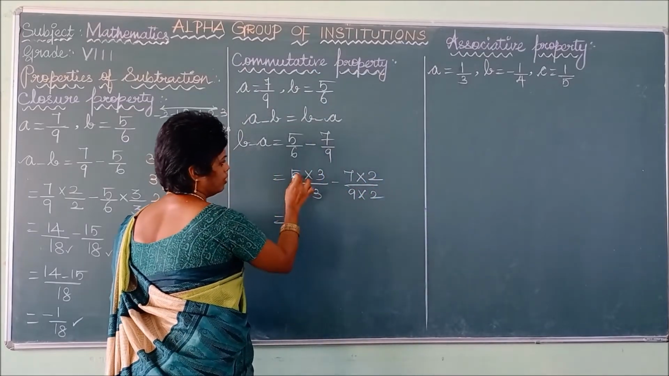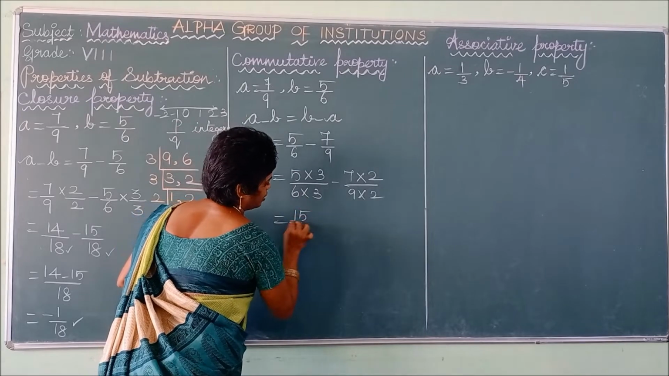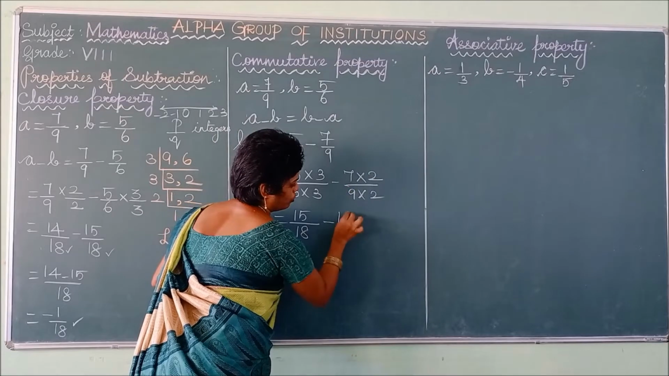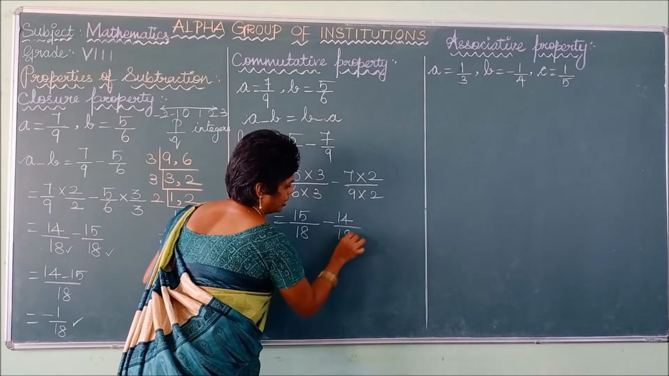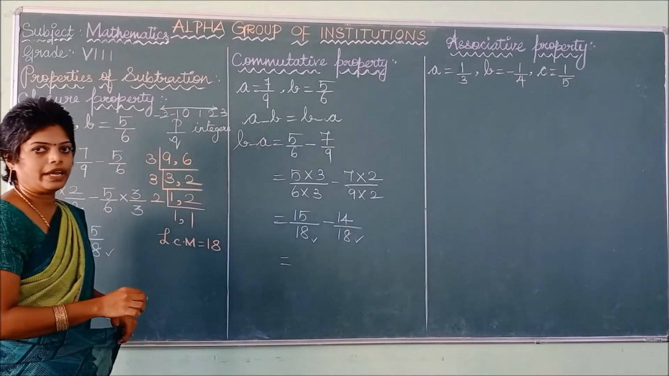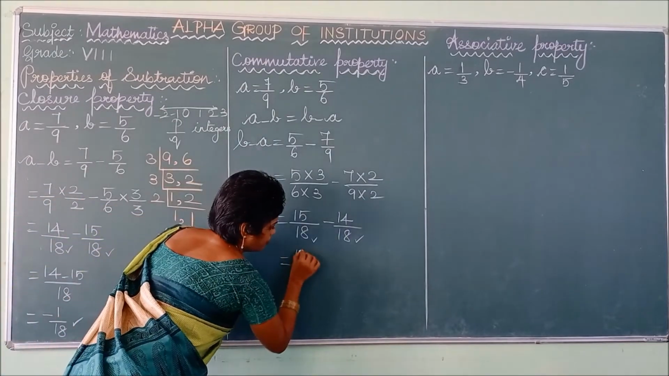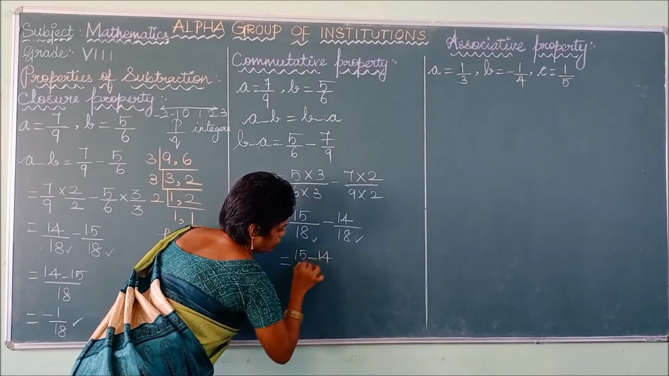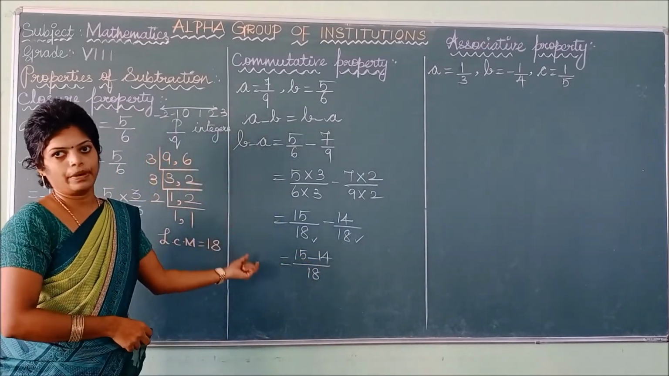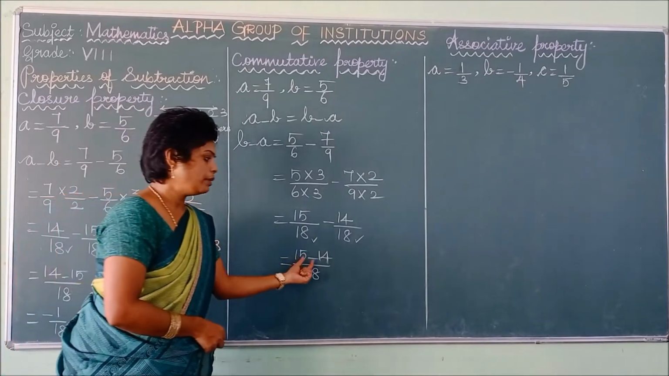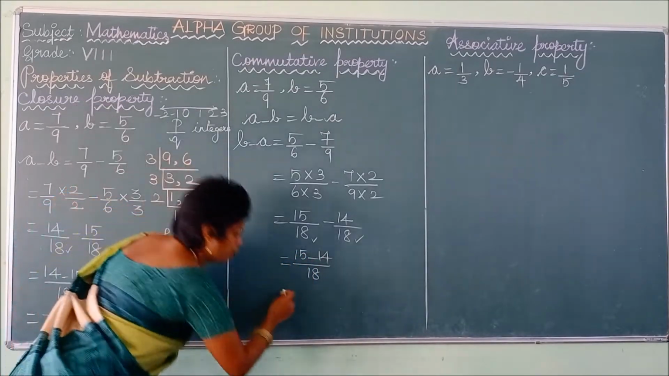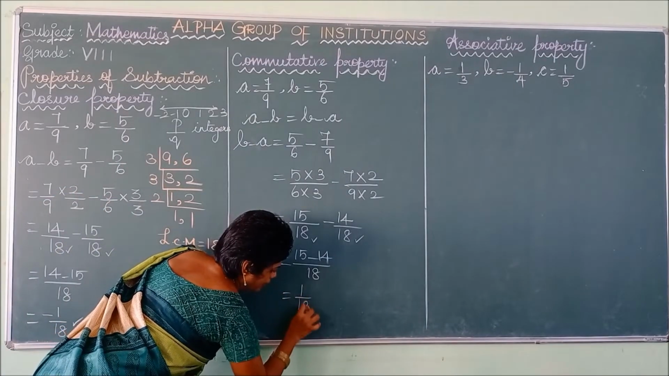Now listen here, 5 3s are 15 divided by 18 minus 7 2s are 14 divided by 9 2s are 18. So both the denominators are same, you can subtract the numerators. So 15 minus 14 divided by 18. Both are different signs, so you subtract and put the sign of the largest number. 15 minus 14 is 1. The largest number's sign is positive only. So your answer is 1 by 18.